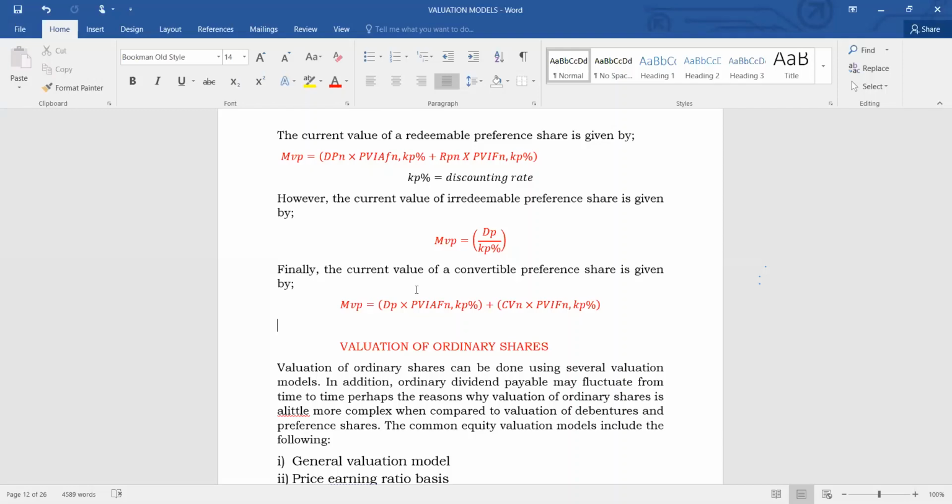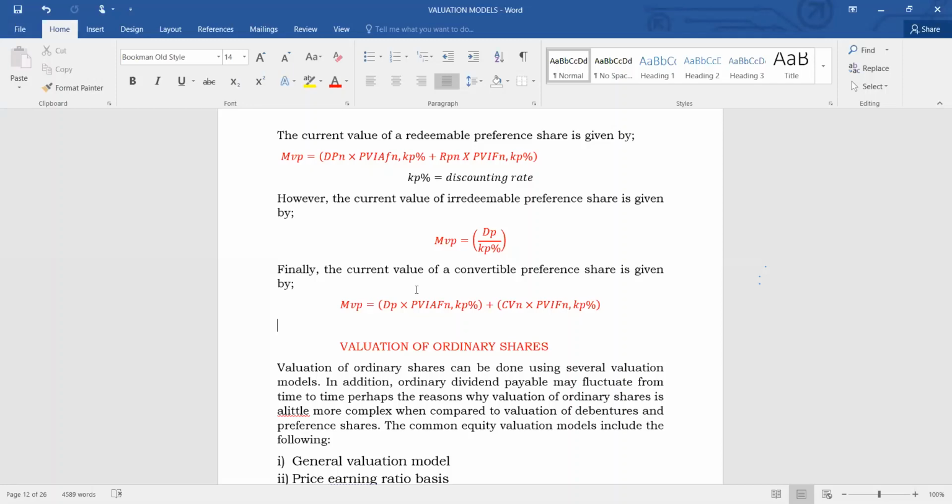Secondly, the return payable to ordinary shareholders in the form of ordinary dividend does not remain constant. Ordinary dividend can fluctuate from time to time, unlike debenture interest that may remain fixed, or preference dividend that may remain fixed. So you see, we have been saying interest is assumed to remain constant.